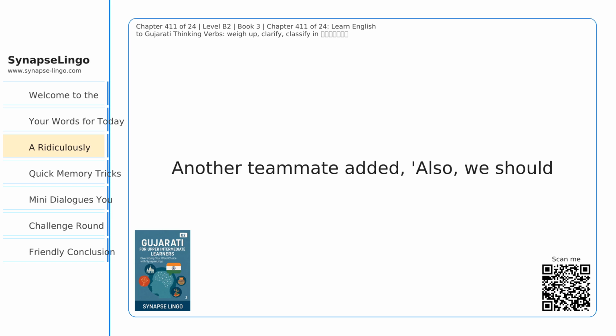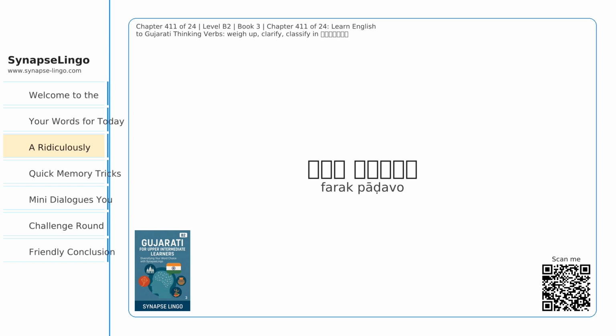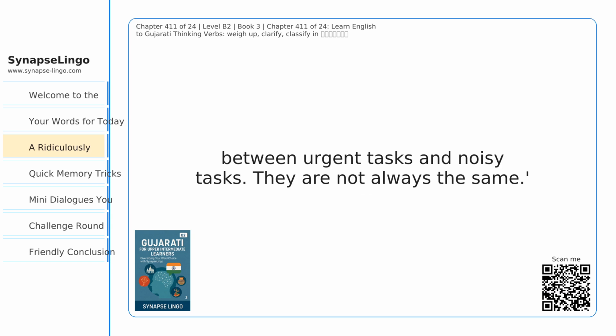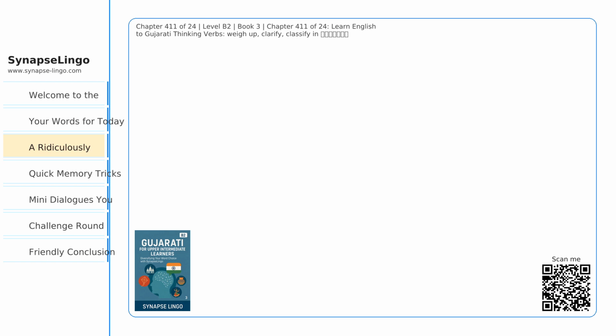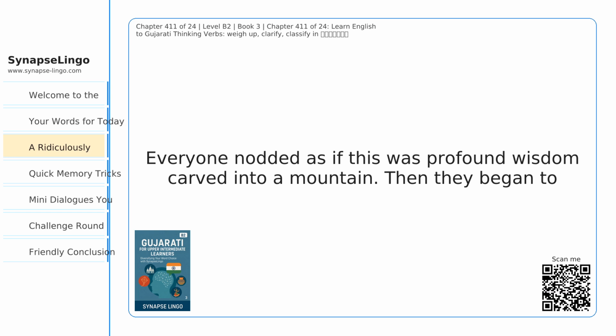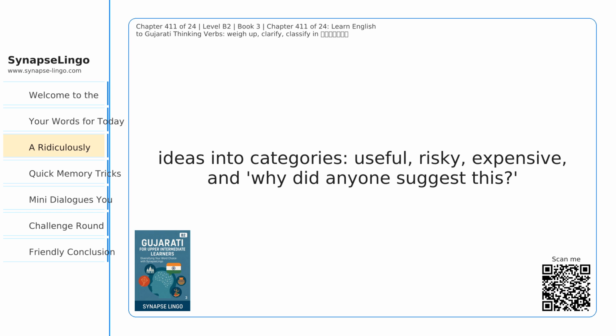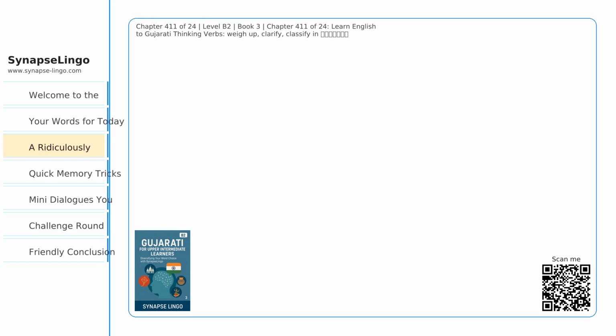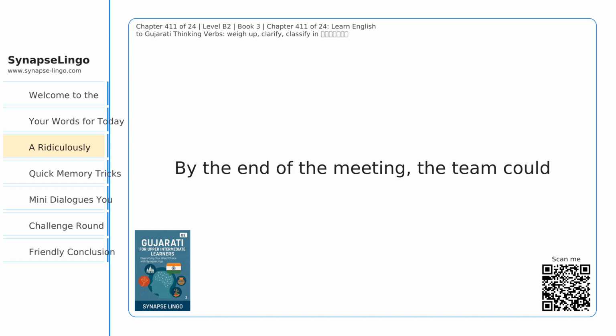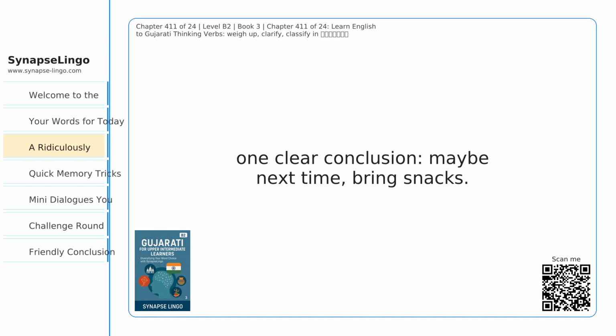Another teammate added, also, we should ફરક પાડવો between urgent tasks and noisy tasks. They are not always the same. Everyone nodded as if this was profound wisdom carved into a mountain. Then they began to વર્ગીકૃત કરવું ideas into categories. Useful, risky, expensive, and why did anyone suggest this? By the end of the meeting, the team could ઉત્તરિત કરવું one clear conclusion. Maybe next time, bring snacks.